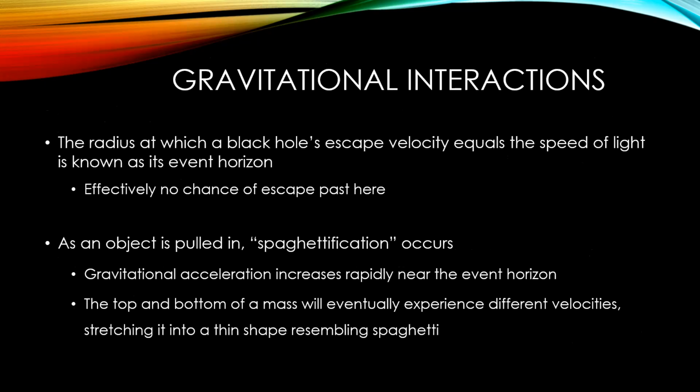At a point known as the event horizon, a black hole's escape velocity equals the speed of light. An object has no reasonable chance of escape past this radius. A phenomenon known as spaghettification occurs as a mass is pulled into a black hole. Near the event horizon, gravitational acceleration increases so rapidly that the top and bottom of an object will experience different velocities. This stretches it into a thin shape, resembling a spaghetti noodle. If a person were sucked into a black hole, the same thing would happen to them.